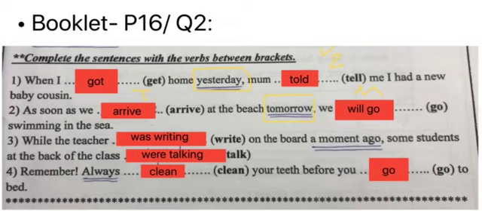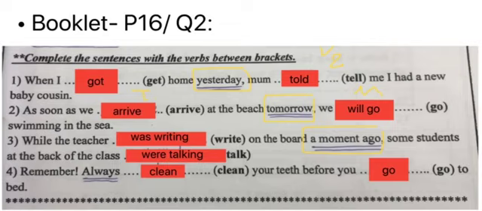Number 3. The keyword is a moment ago. A moment ago is a keyword of the past time clause. And here in this sentence we use past continuous. We use it because these two actions happened at the same time. That's why we used past continuous.